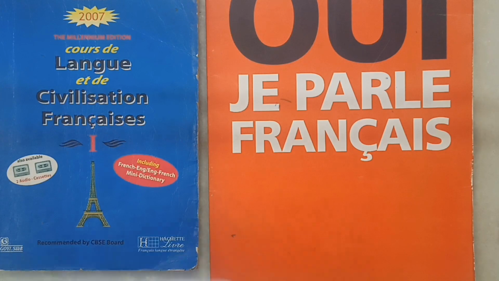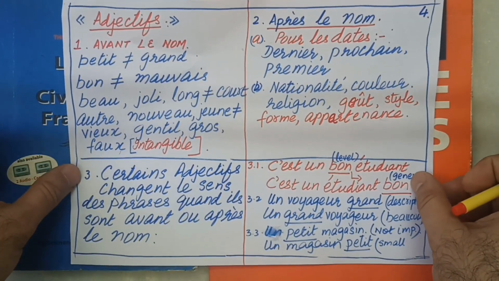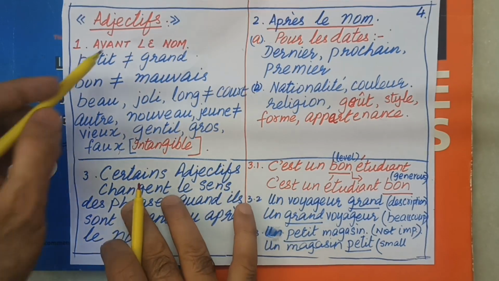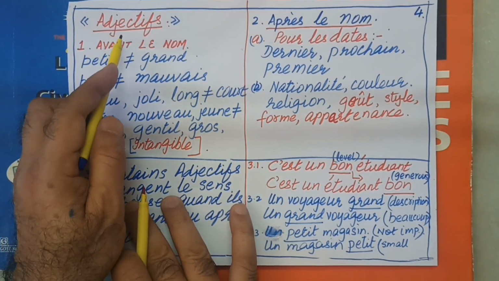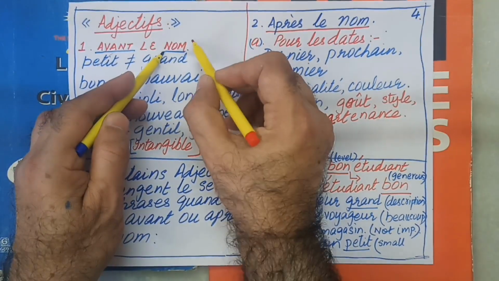Now deliberately I have made this sheet in a color format. So adjectives. These are adjectives in French. Avant le nom. Nom means noun.